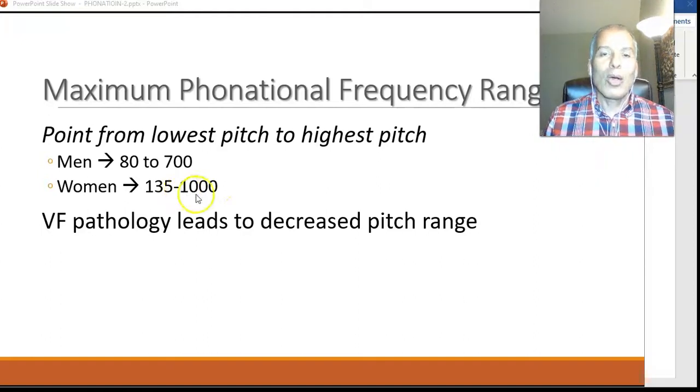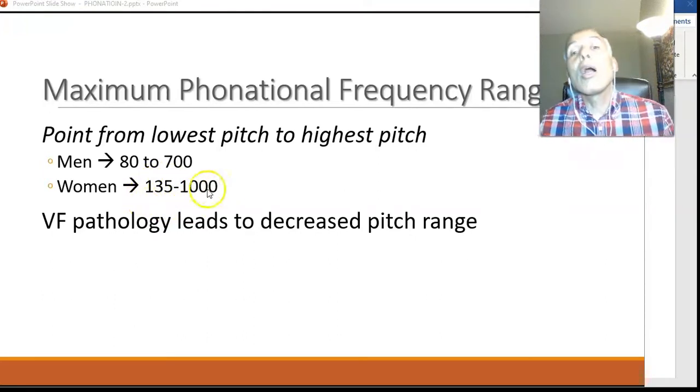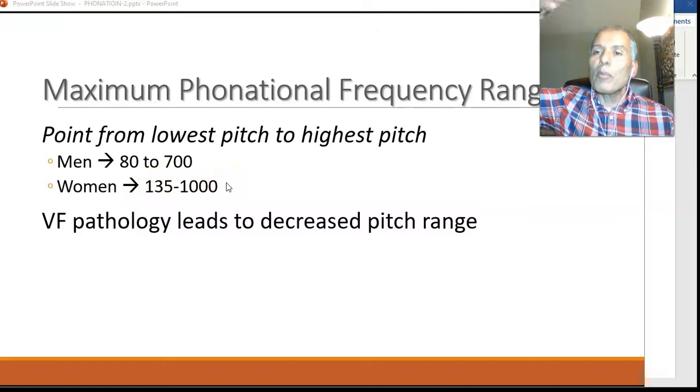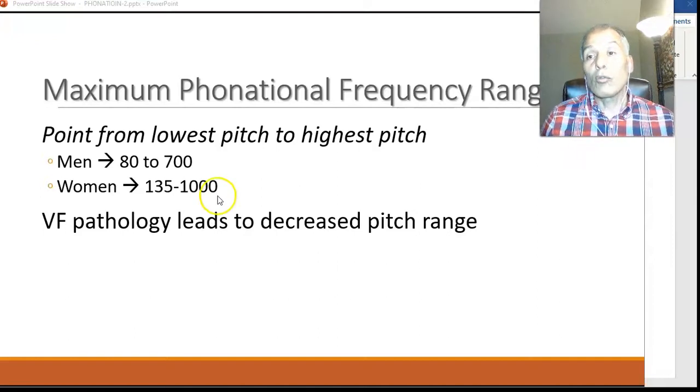So for singers, the best is when they are able to go from the lowest and go to the highest, up, up, up. They become very flexible in the way they use their voice. They have many, many ways to vary their voice, and that will, of course, help you express your emotions and feelings and produce lots of effects. So that's the maximum phonational frequency range.